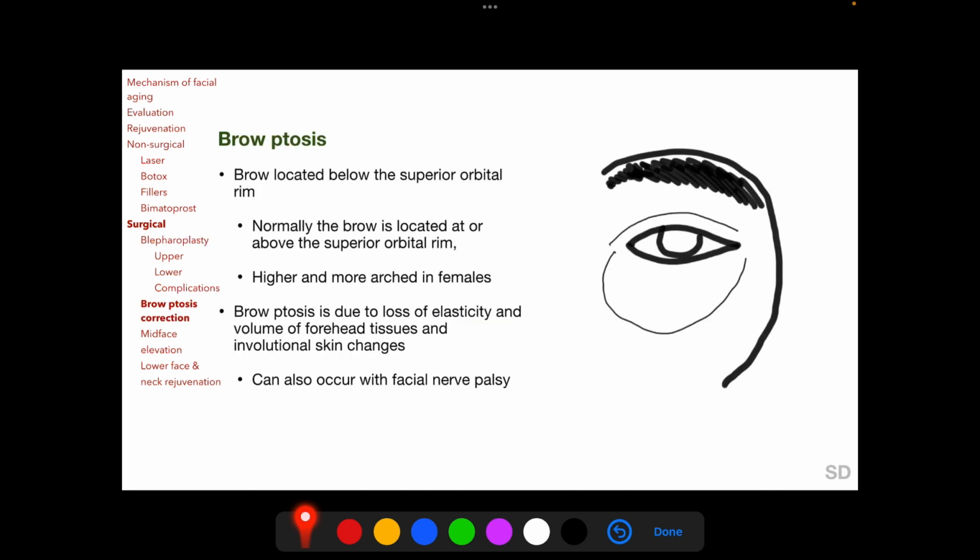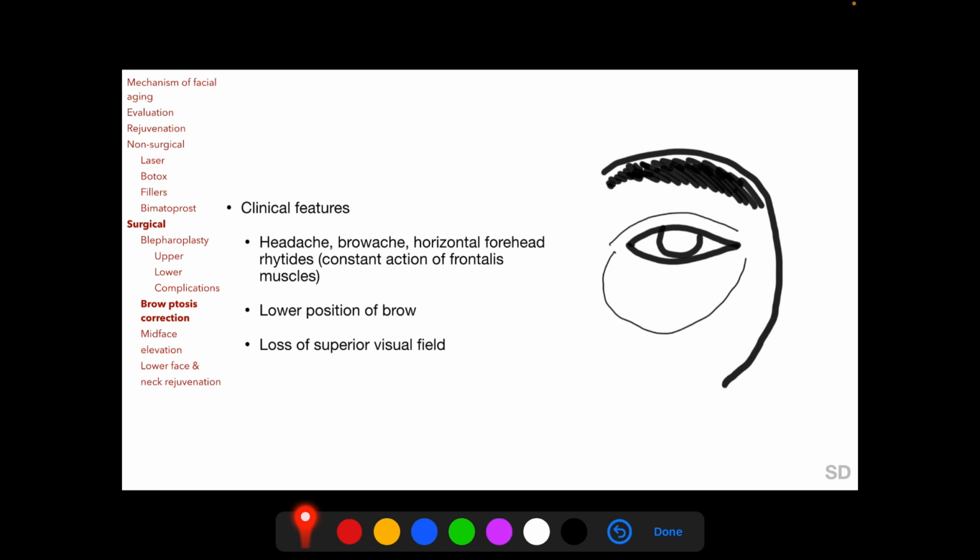Brow ptosis is defined as location of the eyebrow below the superior orbital rim. Normally the brow is located at or above the level of the superior orbital rim, and it is higher and more arched in females as compared to males. Brow ptosis is due to loss of elasticity and volume of forehead tissues and involutional skin changes. Brow ptosis can also occur with facial nerve palsy due to paralysis of the frontalis muscle, which lifts the eyebrow.